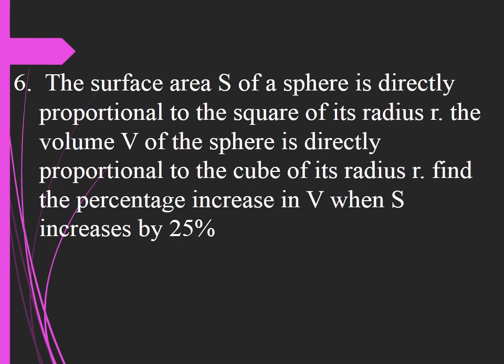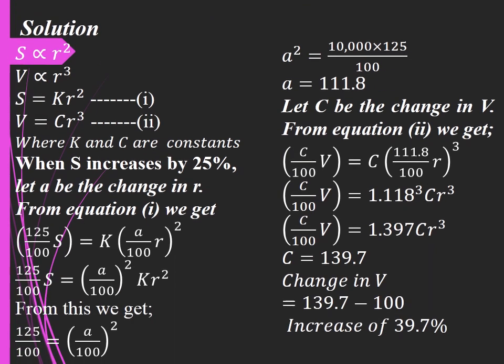Example 6. The surface area S of a sphere is directly proportional to the square of its radius r. The volume V of the sphere is directly proportional to the cube of its radius r. Find the percentage increase in V when S increases by 25%. Solution: we are going to have two equations. S is directly proportional to r squared and V is directly proportional to r cubed.